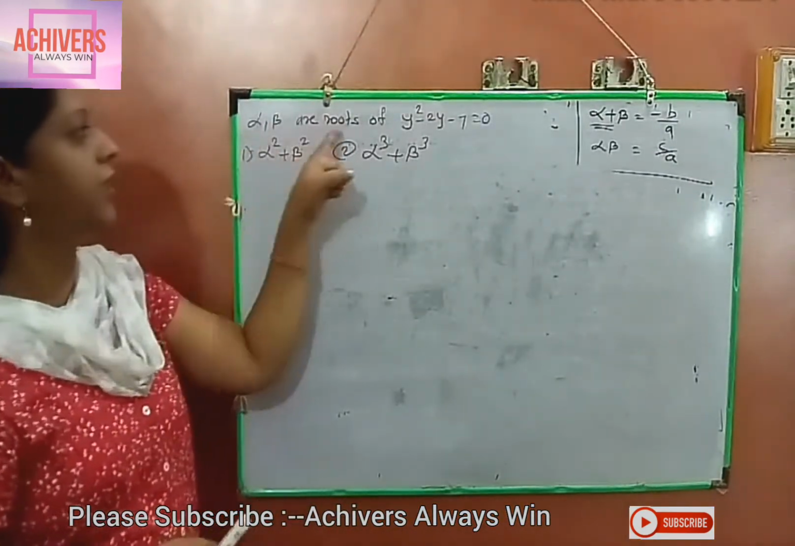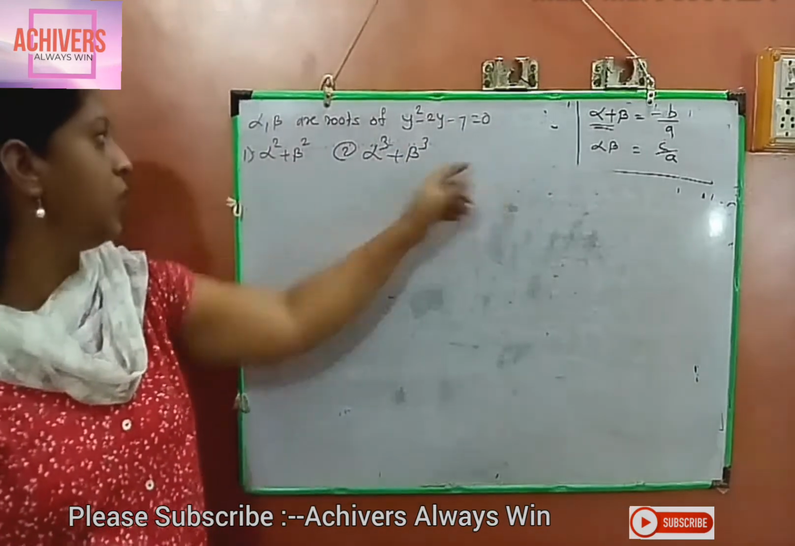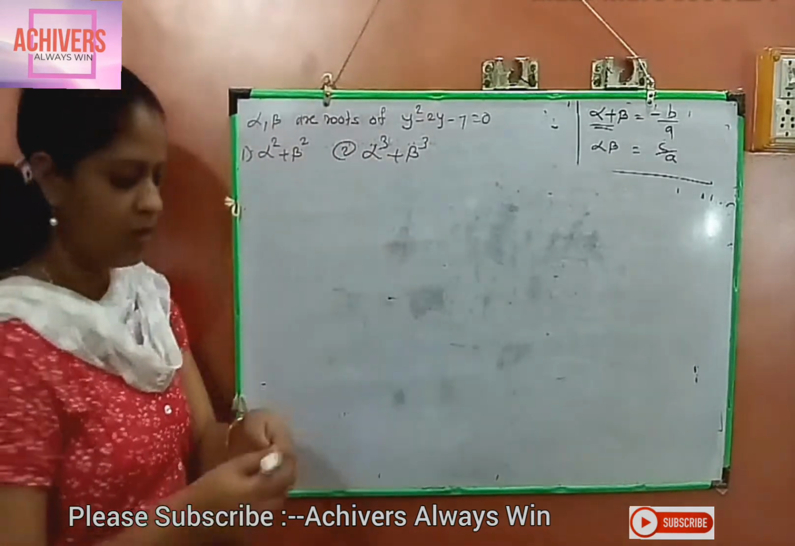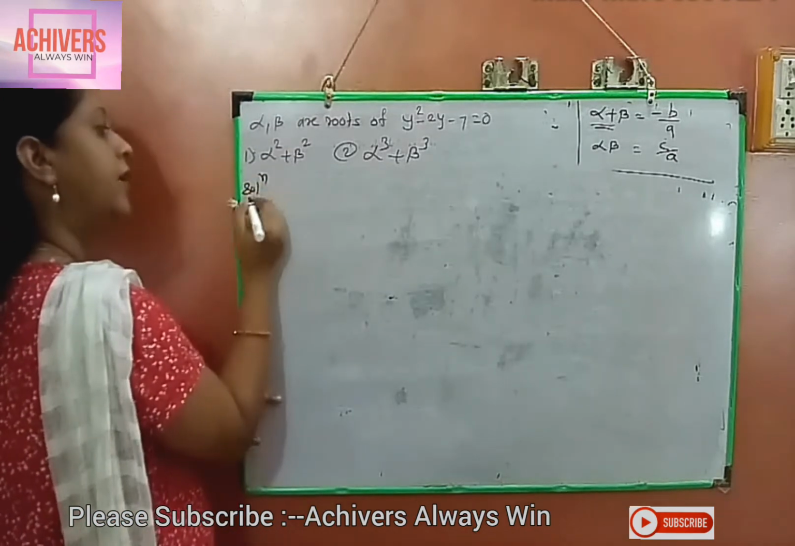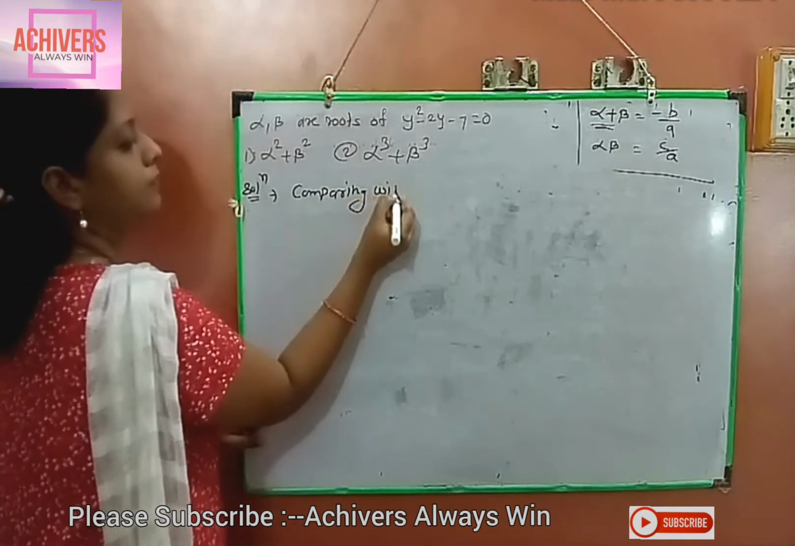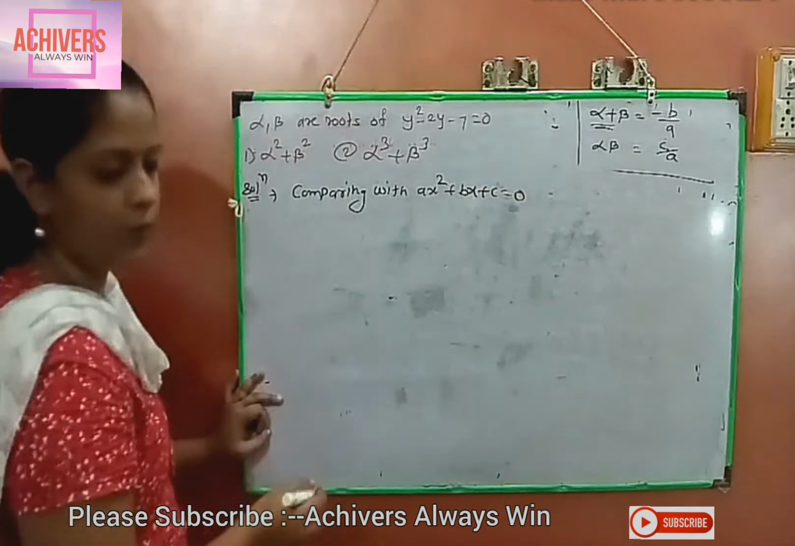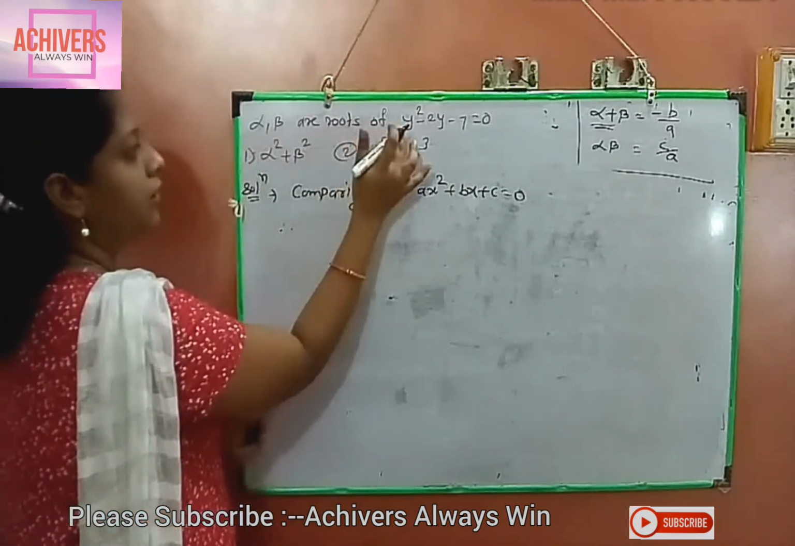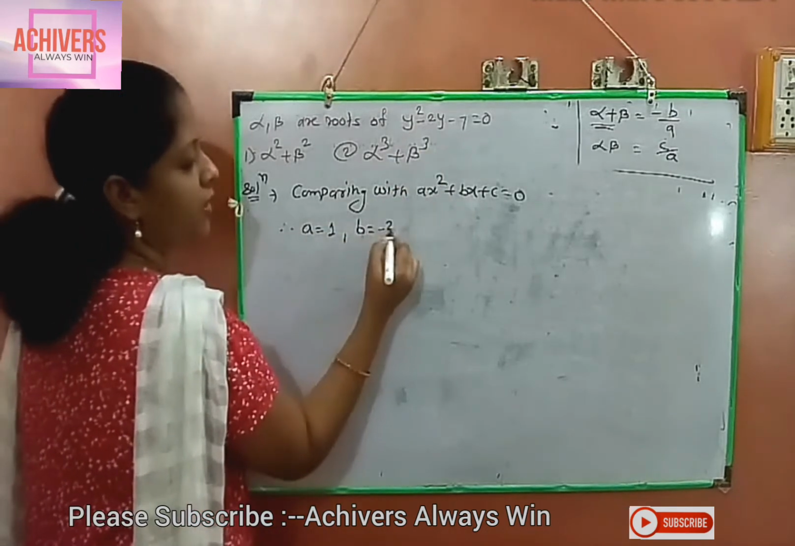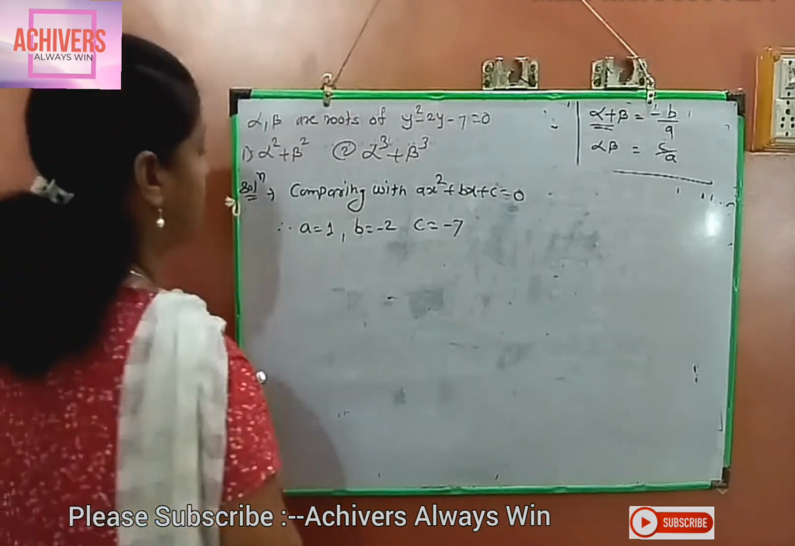Another example: alpha and beta are the roots of the equation y square minus 2y minus 7 is equal to 0. To find which values? Alpha square plus beta square and alpha cube plus beta cube. First, we compare with the standard form ax square plus bx plus c is equal to 0. Therefore, a is equal to 1, b is equal to the y coefficient, minus 2, and the constant term is minus 7.